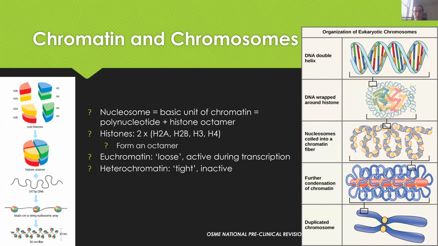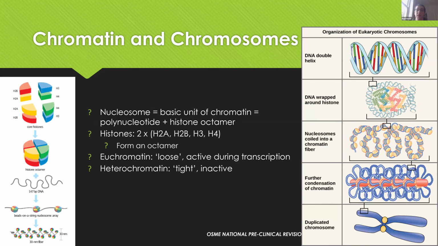So now thinking about the more macro structure. Our nucleosome is our basic unit of chromatin. This is our polynucleotide with the histone octamer. The histone is made up of 4 subunits, H2A, H2B, H3, and H4, and this forms our octamer. DNA is associated with histone proteins, and the histone arrangement determines DNA replication. So when we think of nucleosomes, that's our basic unit of chromatin, and that then goes up into our macro structure as well.